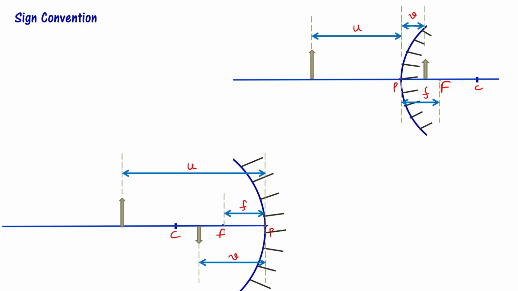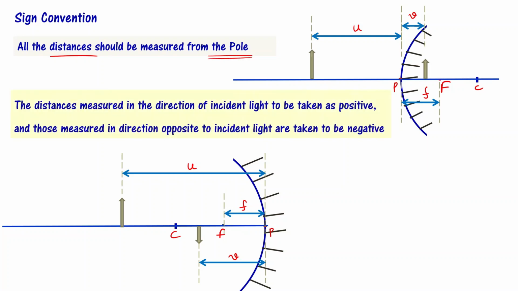Now, when you look at these two, we have always taken the distance from the reference point, the pole. Please note this. This is one of the rules. All the distances should be measured from the pole. And there is another rule that says the distance measured in the direction of incident light is taken as positive, and the distances measured in the direction opposite to the incident light are taken to be negative. Please note this. In both the cases, the incident light is in this direction, right?